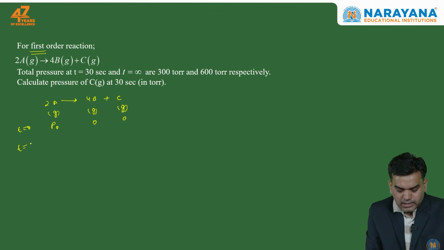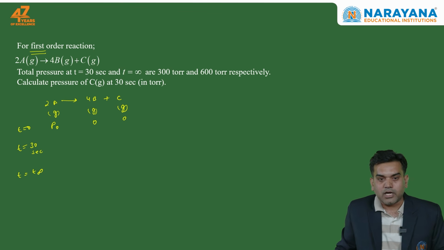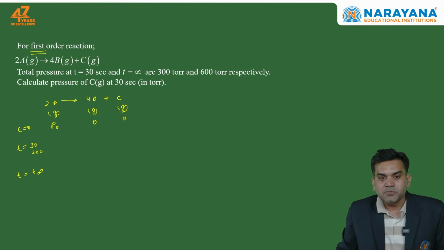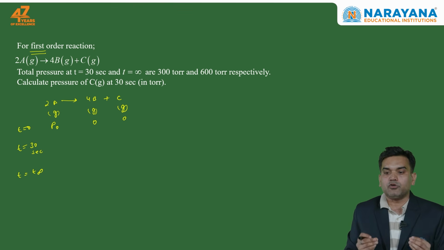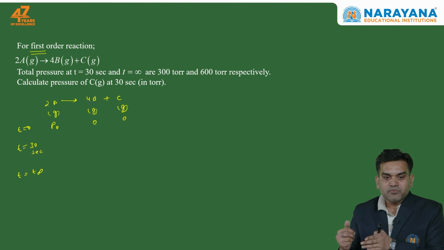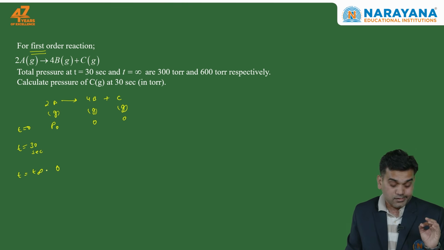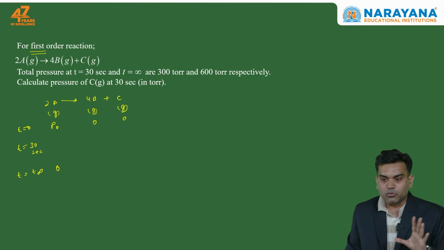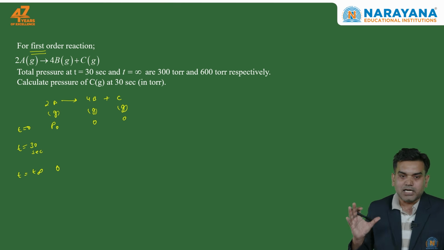At T is equal to 30 seconds, they have given some value, I'll take it later. And at T is equal to T infinity, they have given the total pressure is equal to 600 torr. So I have to understand one thing, what will happen at T is equal to infinity. At T is equal to infinity, the complete amount of A will get consumed and this whole A will convert into B and C. So the amount of A reactant will be 0. It will be completely exhausted. This has to give the proportional amount of B and C.